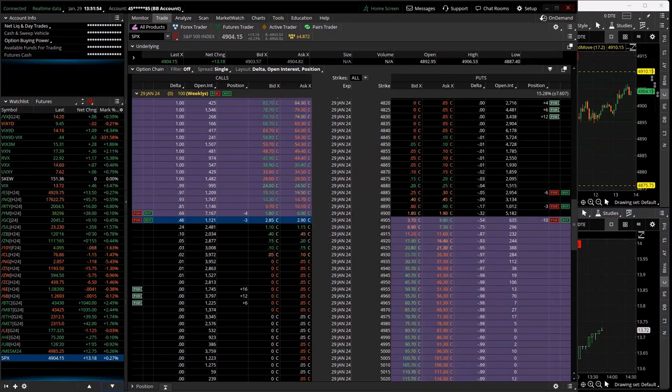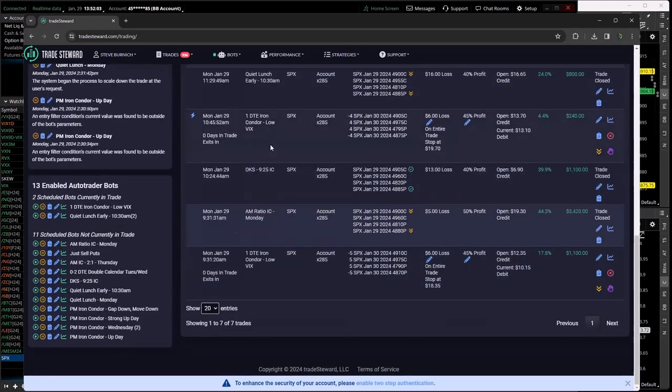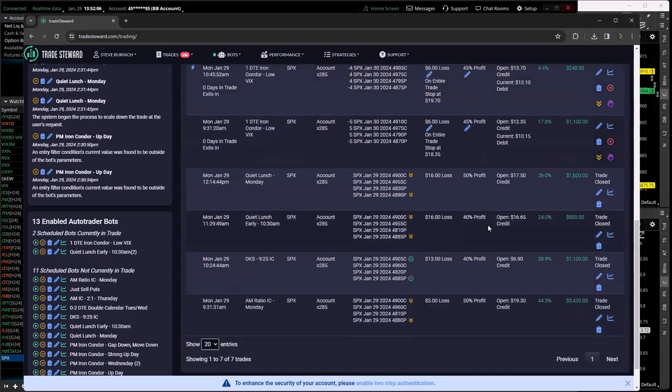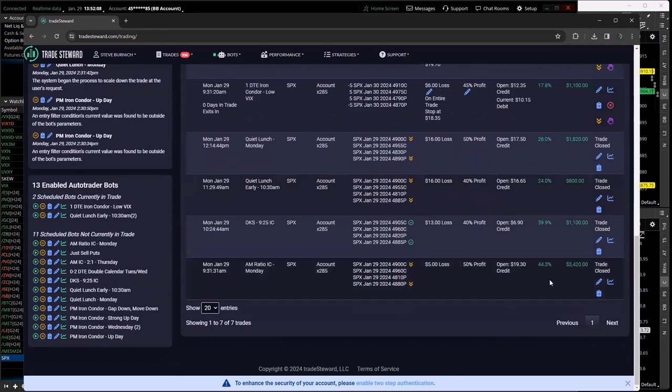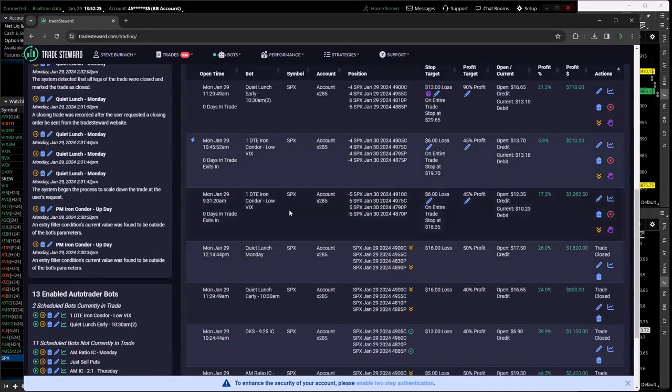So what I have done today is, where's my trade steward? There we go. All right. So what I've got going is AM ratio hit. Well, I got 44%. I was making room for some other things. DKS hit 40%. One of my quiet lunch tranches took off at 24%. Another one at 26%. I've got a one DTE iron condor that's up 17%.